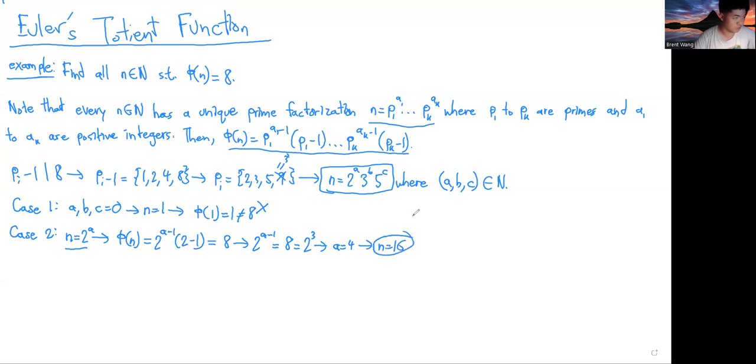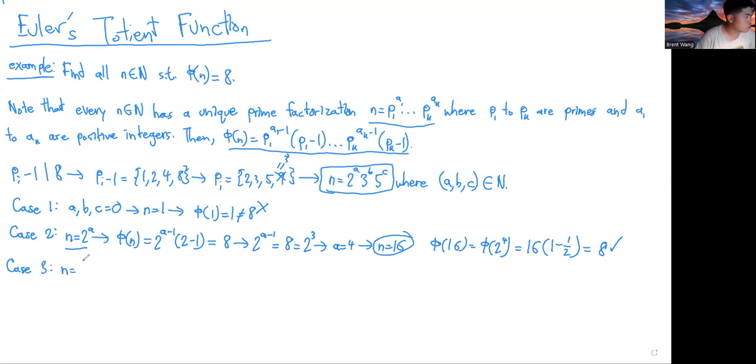We found a possible solution. 16 is equal to 2 to the 4, right? Phi of 16 is equal to phi of 2 to the power of 4, which is 16 times 1 minus a half, since 2 is the only prime involved, and that's 8. So yeah, that works.